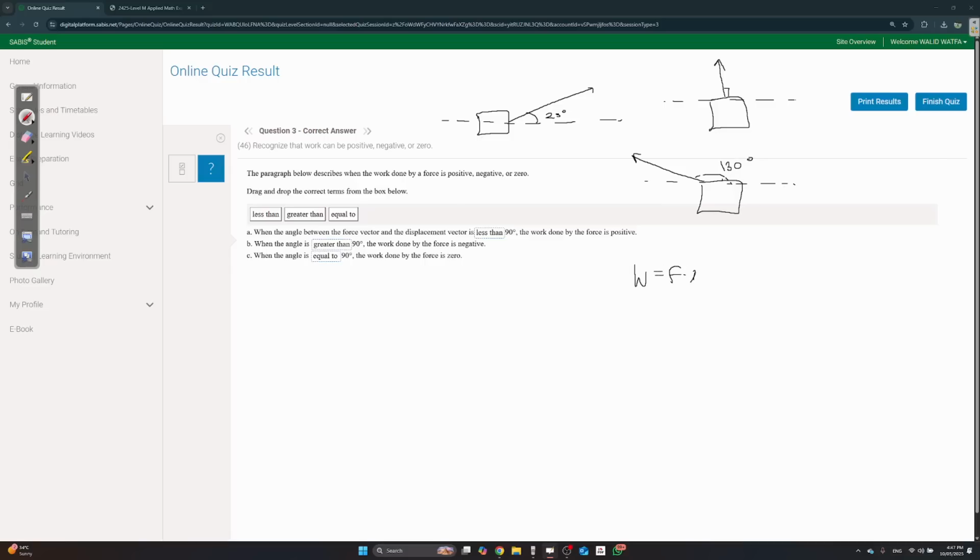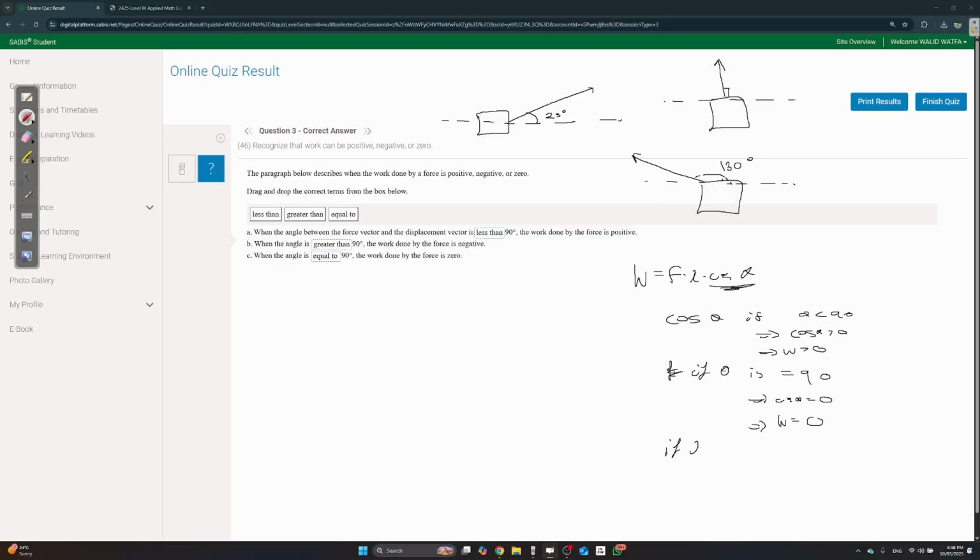Remember, W is equal to F times X times cosine theta. So let's check. The sign of the work depends on cosine theta. Because if theta is less than 90, cosine of any angle less than 90 will be positive, right? So that means the work will be positive. Okay, if theta is equal to 90, then cosine theta is equal to 0, and therefore the work is equal to 0. Because if cosine theta is equal to 0, then W is equal to F x times 0, which is just 0.